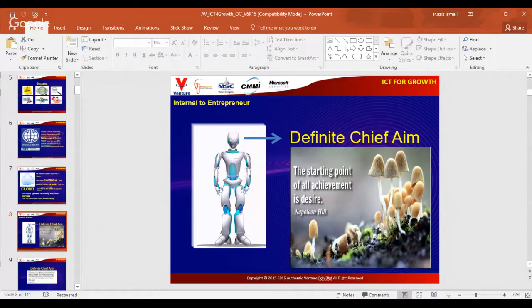Because when you achieve the definite chief aim, then you are going to have the kind of energy to actually move forward to achieve your definite chief aim. So it could be the one that you want to achieve.